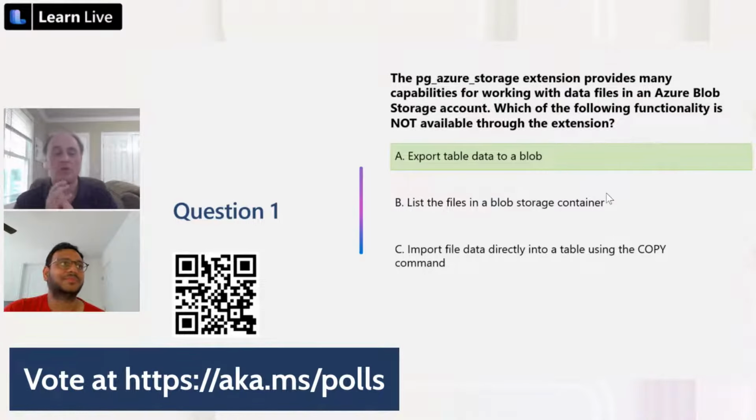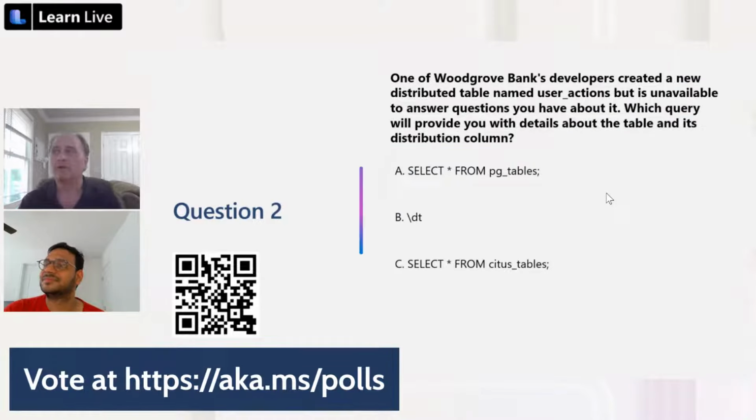Okay, let's go to question number 2. One of Woodgrove Bank's developers created a new distributed table named user_actions, but he is unavailable to answer any questions about it. Which query will provide you with the details about the table and its distribution columns? Is it A, select star from pg_tables? Is it B, \d+? Or is it C, select star from citus_tables?